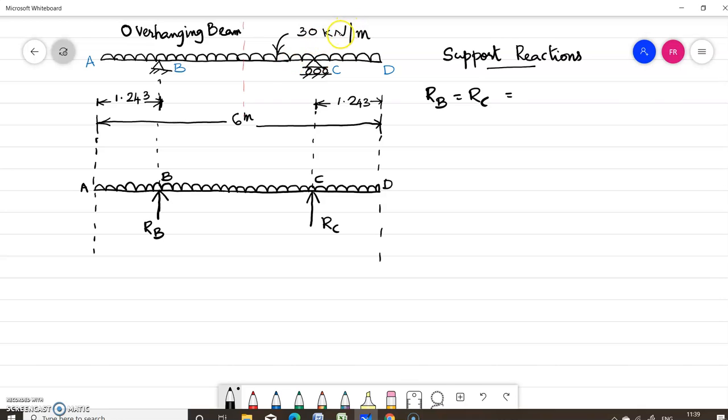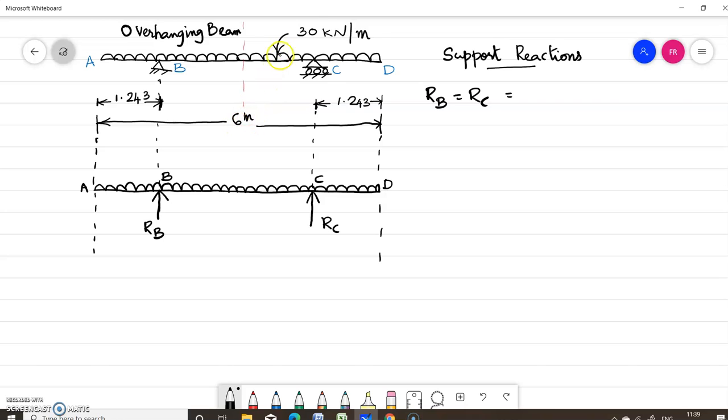Since there are no inclined loads and horizontal loads, there is no horizontal reaction at this hinge support. So you have two vertical reactions, RB and RC. What is the total load? Total span length of the beam is 6 meter. The load is 30 kilonewton per meter.